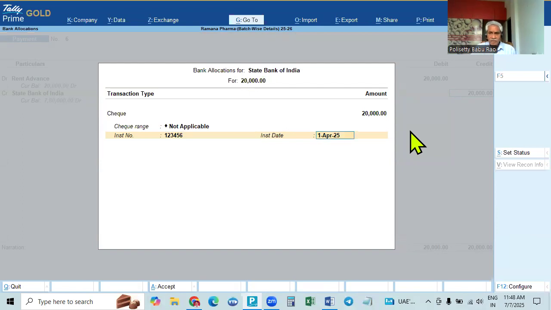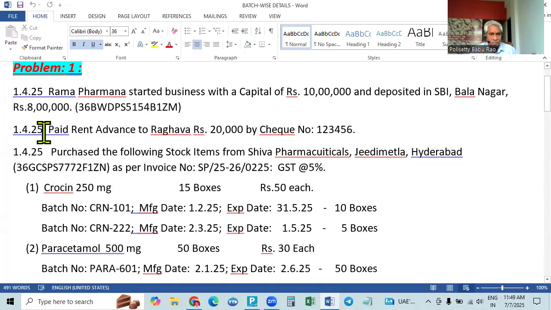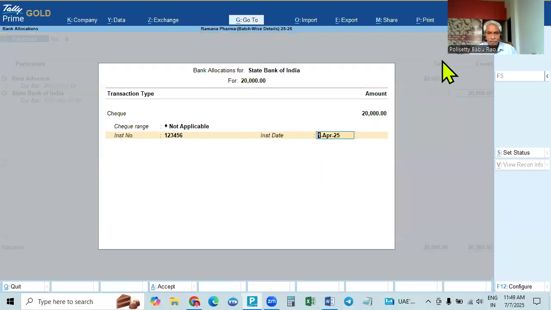Sometimes in the beginning there may be zeros also. And the check date is first the same date we are paying, 1/4. So it will take the voucher date only. Suppose the check was written sometime back, that date is written. So that date we have to enter here, not the voucher date. It will take the voucher date by default. We have to enter the check date.